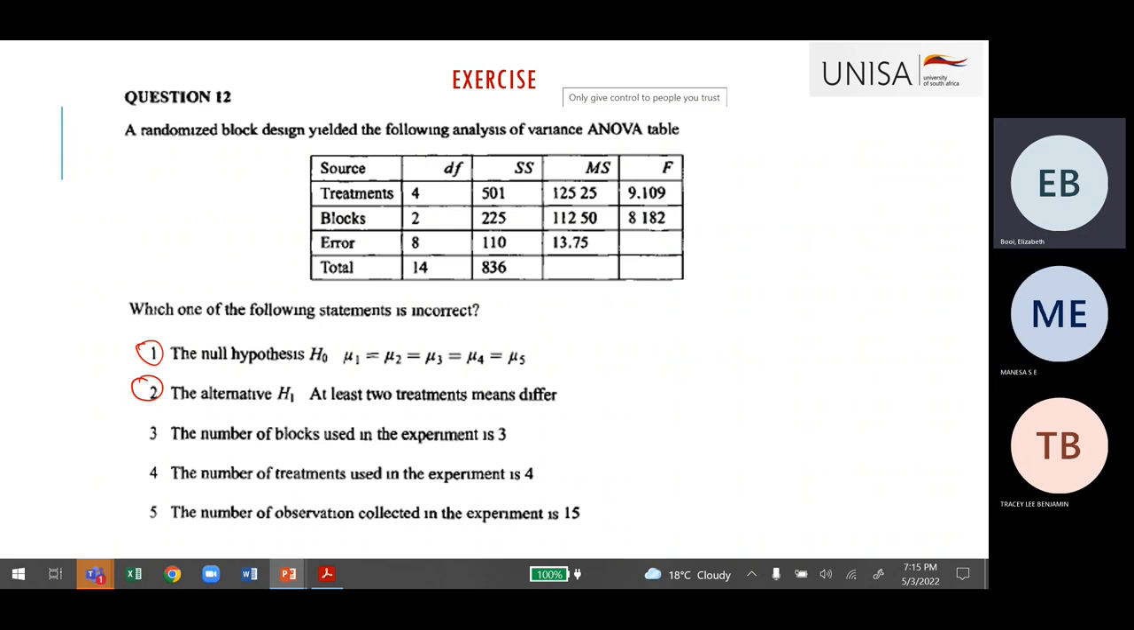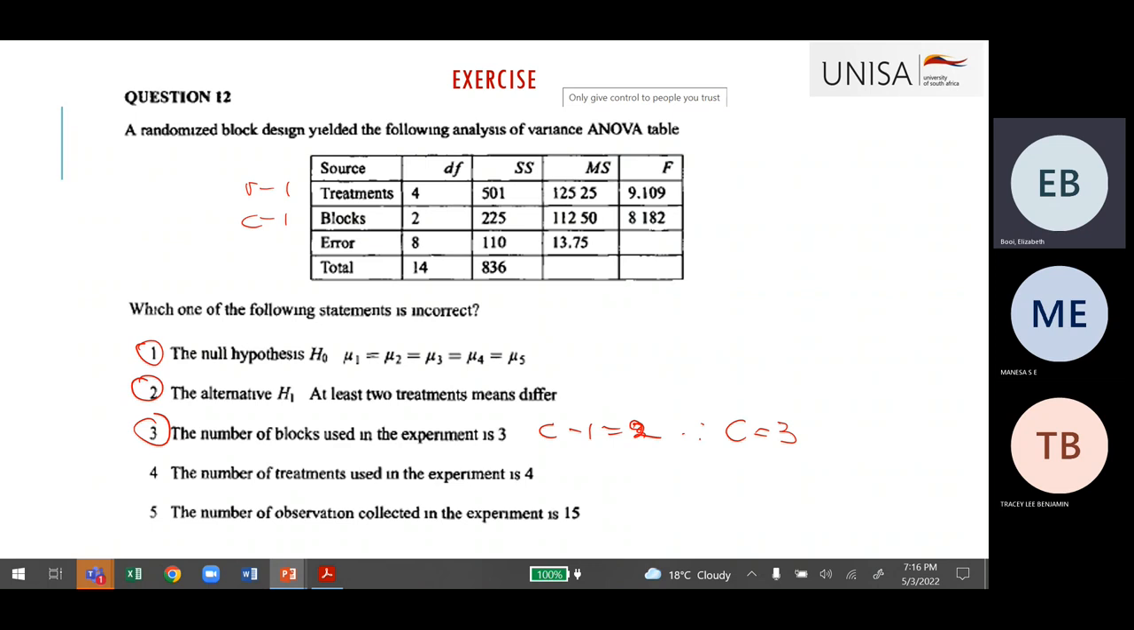The number of blocks used in this treatment is three. Is that true? How do we find the blocks? The number of blocks, the degrees of freedom, do we still remember how to find that? It's C minus one. For the treatment it is R minus one. So is the number of blocks three? Yes, that is true, because C minus one should equal two in that instance. Therefore, C will be equal to three, because if I move the one to the other side, it will add to two and create three.